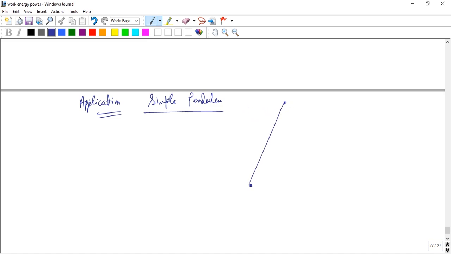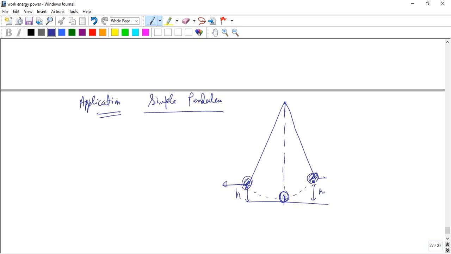Here is a bob from the left. There are three positions: extreme right, extreme left, and the bottom point. This line does not look like a straight line, so if I draw a perfectly straight line, it looks like this. Here we get some maximum height h, and on the other side also h, both are the same.